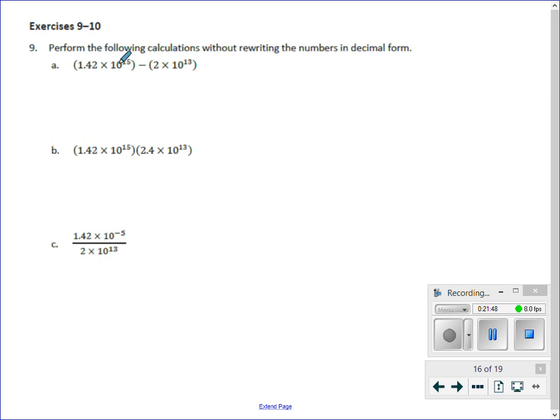Subtracting, again, these two do not have the same power of 10. So to subtract them, you want the same power. I'm going to change this second one to a power of 15. So 2 times 10 to the 13. If I want to add 2 to go to 15, I move it left 2, 1, 2. So I get 0.02 times 10 to the 15.